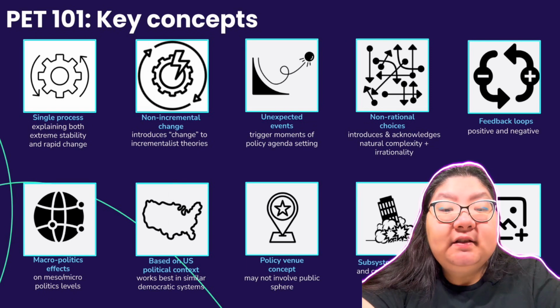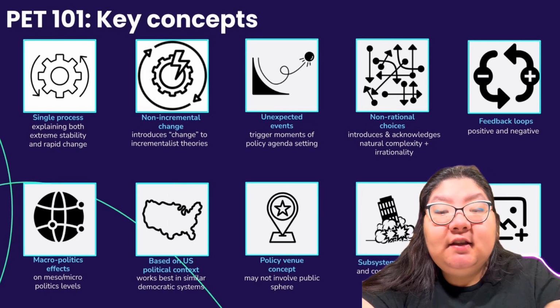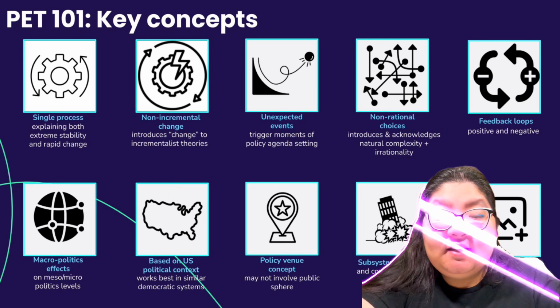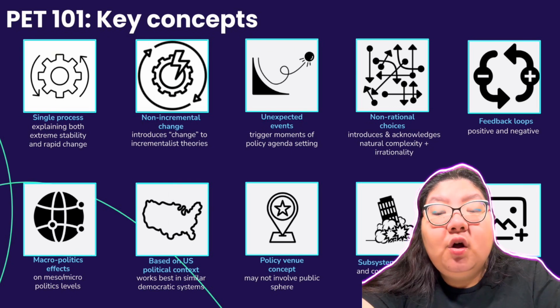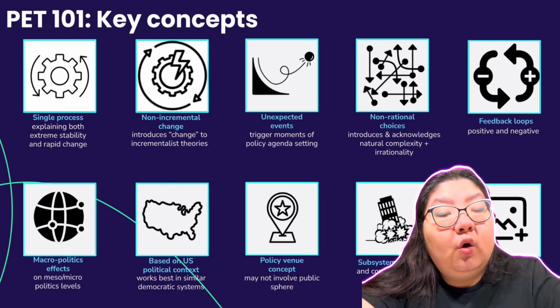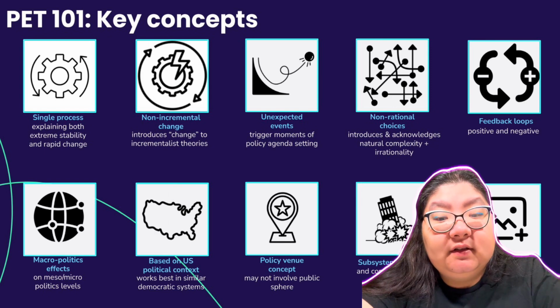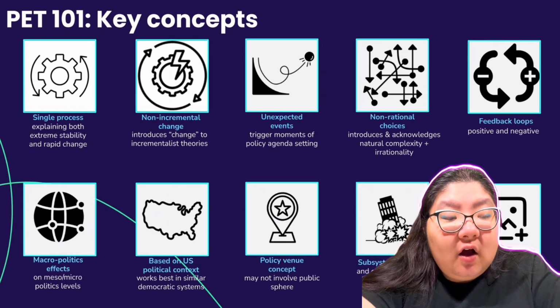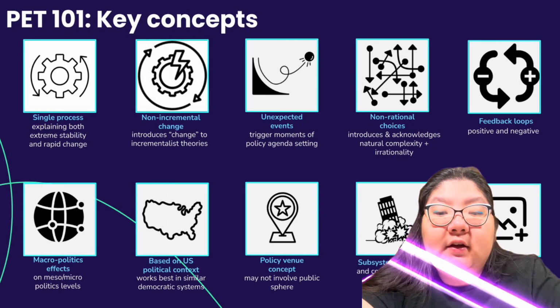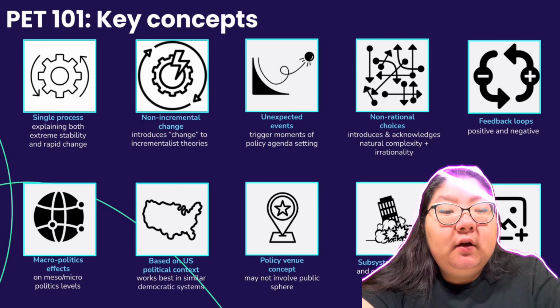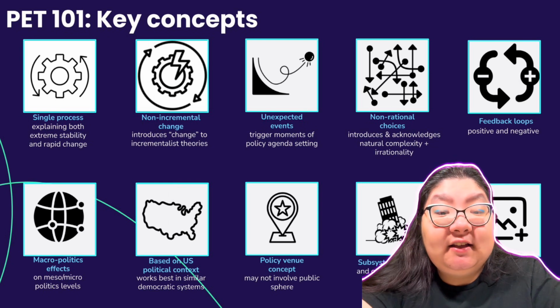The second key concept is non-incremental change, and this explains how change isn't necessarily incremental. Long periods of equilibrium were already well defined by incrementalist theories, but Baumgartner and Jones really brought in an additional change element. The next key concept is unexpected events.